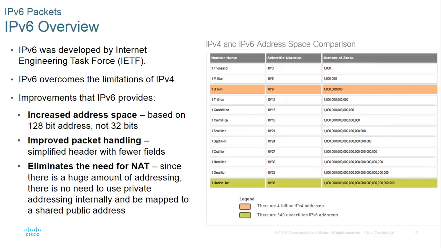IP version 6 has been developed by the IETF. It overcomes the limitation of IP version 4. First of all, it increases the address space from 32 bits up to 128 bits, which increases the number of available IP addresses. It improves packet handling while simplifying the header. And finally, it eliminates the need for NAT, since there's a huge amount of addresses, so no need to use private IP addresses internally and map them to a public IP address.